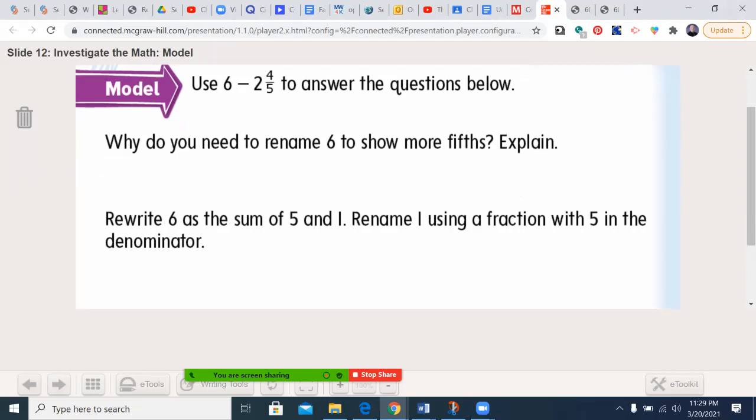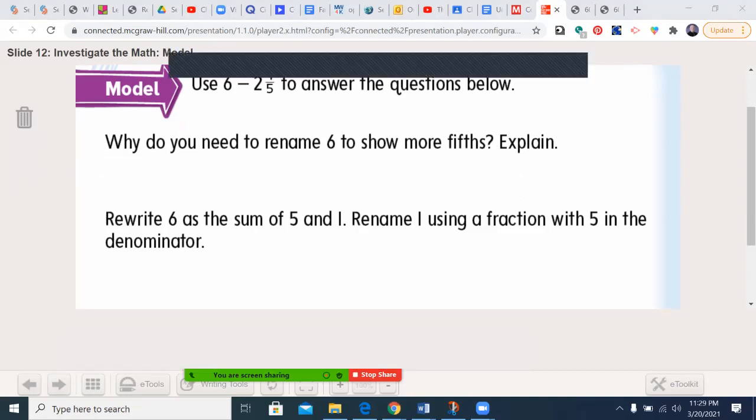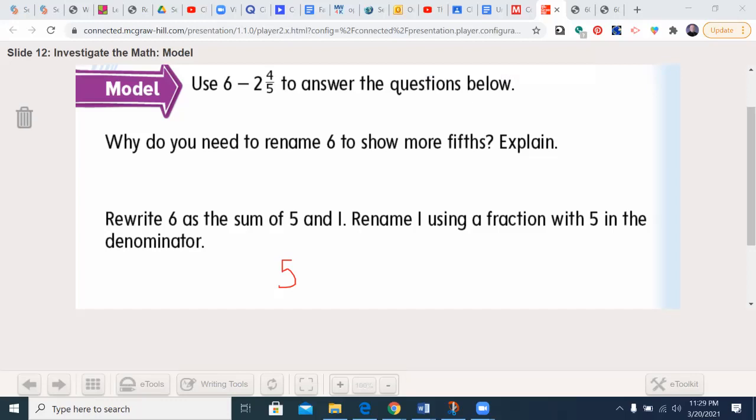Six minus 2 and 4/5. Why do I need to rename 6 to show more fifths? Can you subtract 4 from 0? Not in these situations. So 5, and since we're going into fifths, we're going to go 5 and 5/5. And 5/5, remember, equals 1 plus your 5.